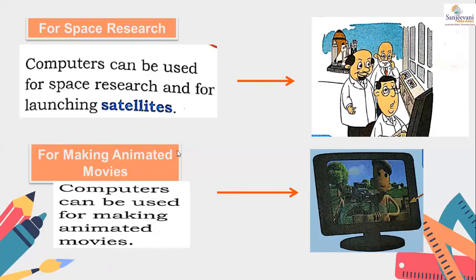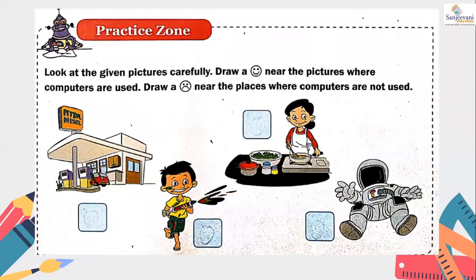Now quickly we are going to do one fun activity, and you all have to tell me the answers. Can you see the drawings over here? So there is one small activity for you. What have they told us? Look at the given pictures carefully. Draw a smiley near the pictures where computers are used. Draw a sad face near the places where computers are not used. Yes, I know it is very easy and you know it all.